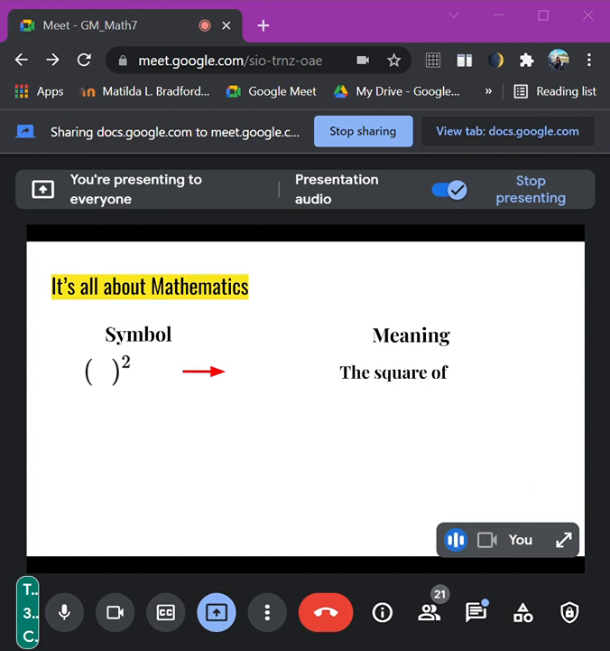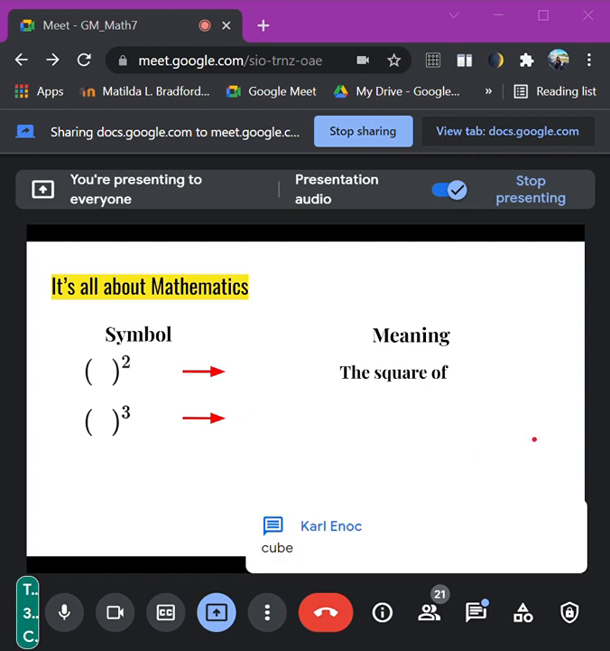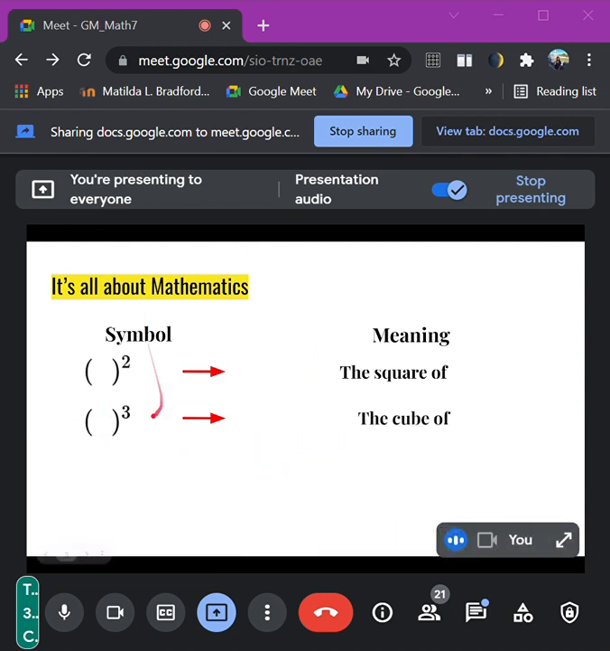Okay? Now, how about for this next symbol, class? How about if 3 is the exponent? What do we call this one? How are we going to give meaning for this? Okay, we have cube. Okay, good job. Or we can say the cube of. Or, for example, you have there 4 in your parentheses, so you're just going to say 4 cube, or the cube of 4. Very good.